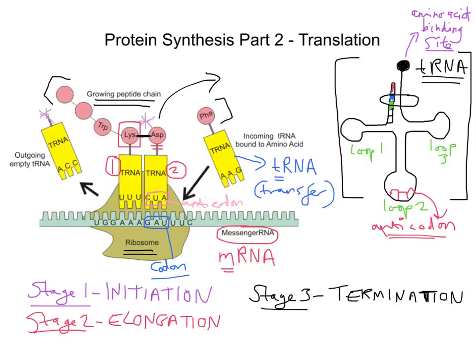and the ribosomal subunits will also dissociate from the messenger RNA and each other. So, as well as this growing polypeptide chain dissociating and coming away, this subunit of the ribosome will break off, this bit of the ribosome will break off, and the whole process will come to an end, or will terminate.